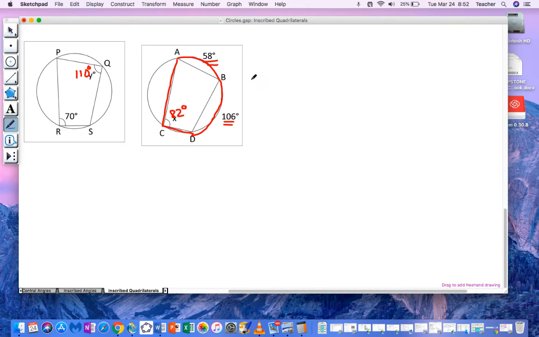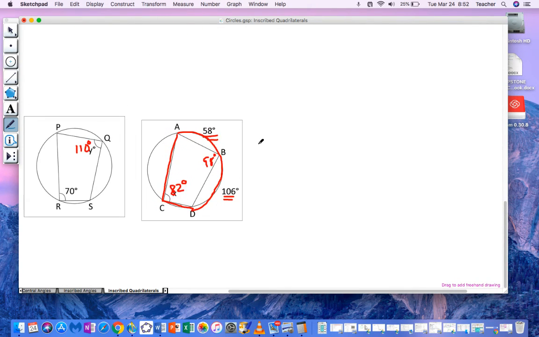All right, what if it asks for angle B? Well, again, these two are supplementary. If that's 82, then this would have to be 98. So I could ask you a couple questions on that.